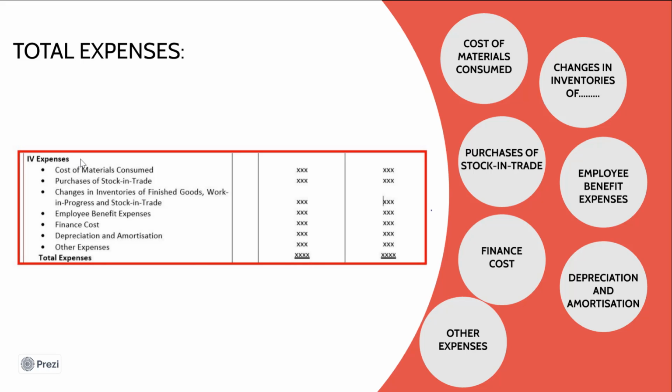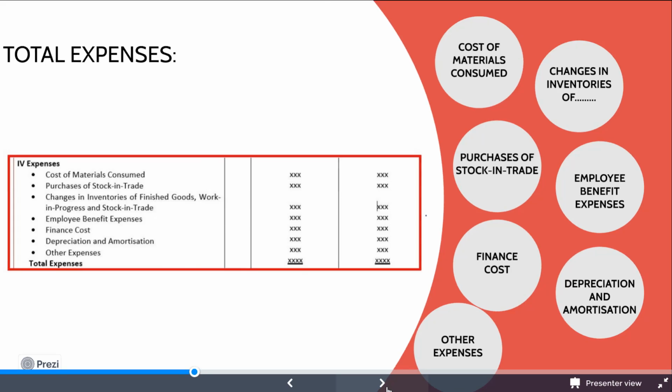If you see here, it's part 4 expenses consists of cost of materials consumed, purchases of stock in trade, changes in inventories of finished goods, work in progress and stock in trade, employee benefit expenses, finance cost, depreciation and amortization, and finally other expense. The total of all this will give the total expense. So we will see how each of this is arrived at and how to prepare the notes to accounts for each of these items. So we'll begin with cost of materials consumed.